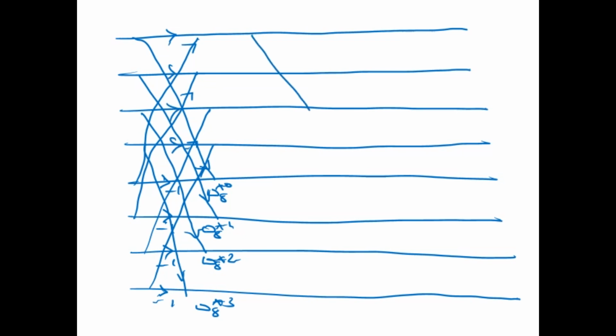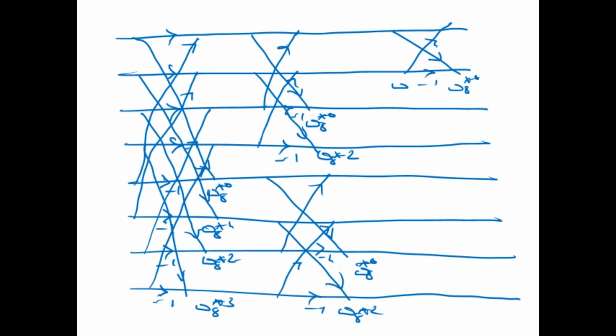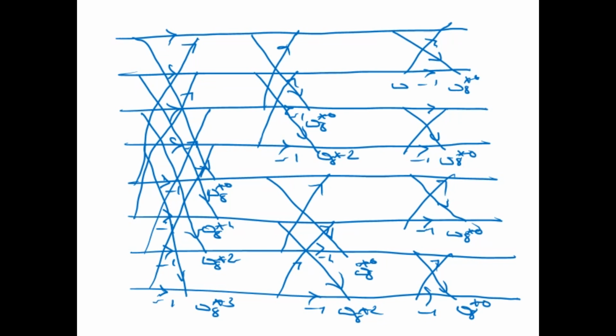This is the second stage. Omega 8 of star 0, omega 8 of star 2. Last stage will be -1 omega 8 of star 0. That should be multiplied by 1 by 8.